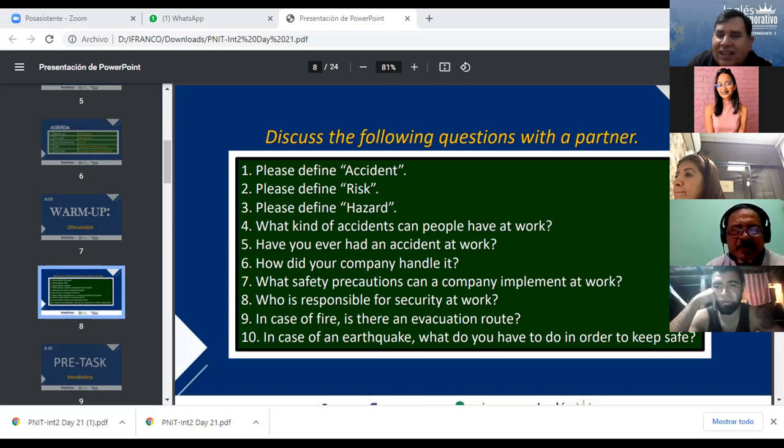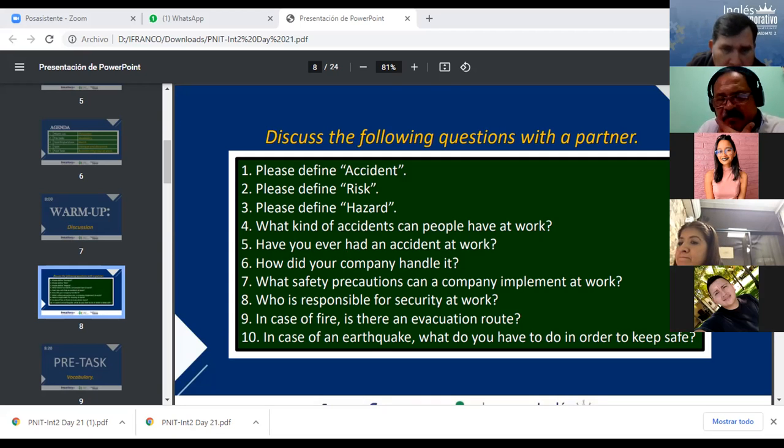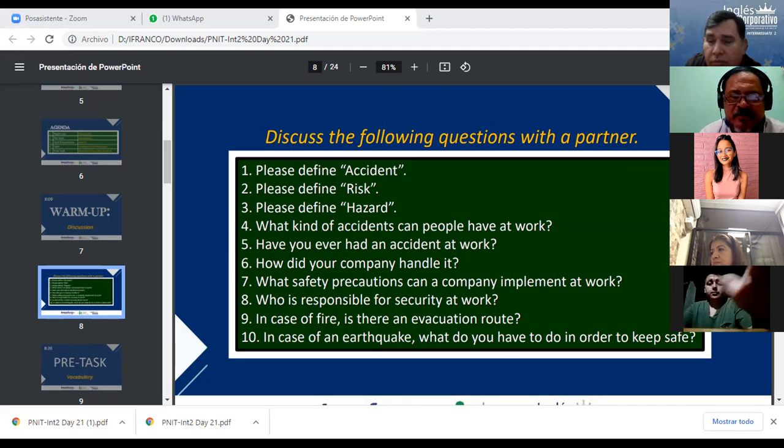Maybe Ignacio? Yeah, in our company, we have different brigades, and I am in the evacuation brigade. The first step, in case of an earthquake, is that all people need to stay quiet and hear the different sounds of the alarm system.